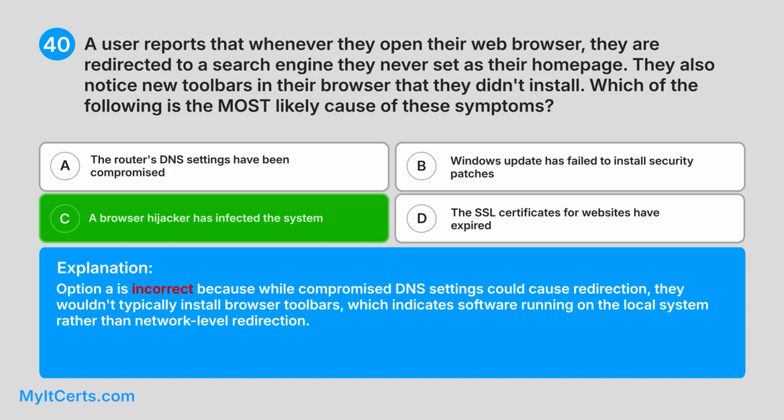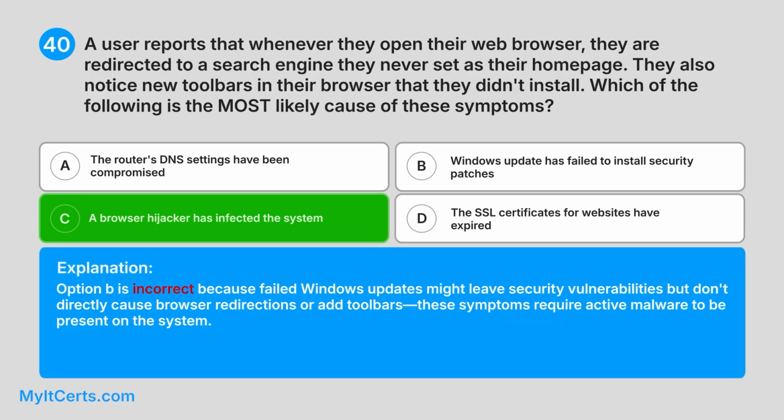Option A, the router's DNS settings have been compromised, is incorrect because while compromised DNS settings could cause redirection, they wouldn't typically install browser toolbars, which indicates software running on the local system, rather than network-level redirection.